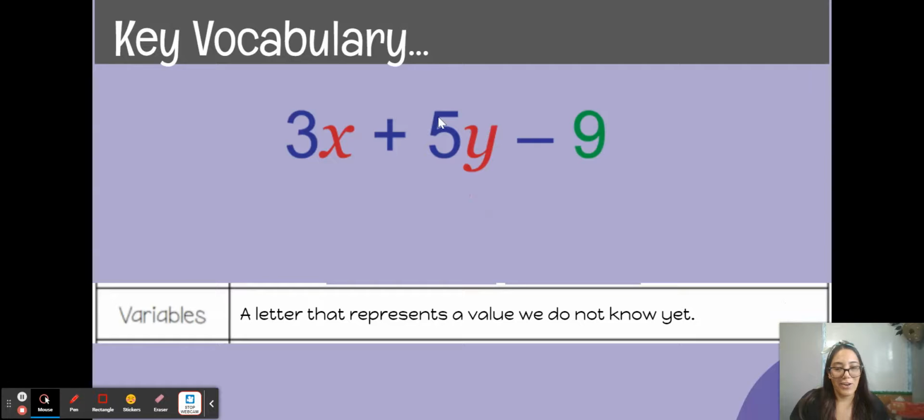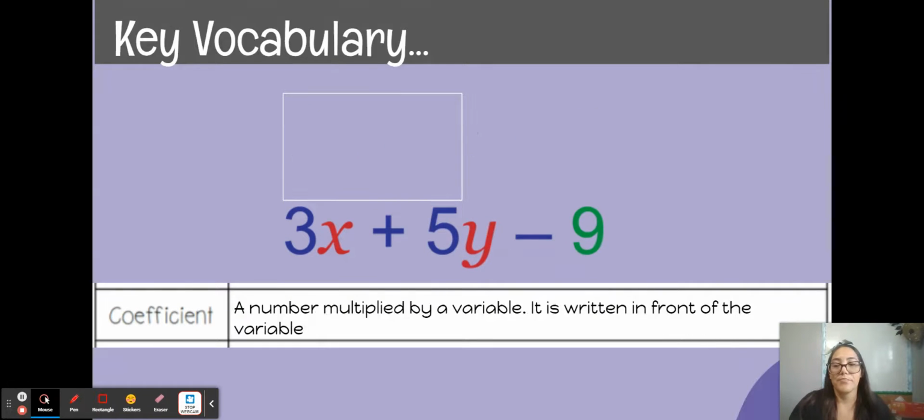Okay, variables are friends. These are letters or symbols that we use to represent a value that we just don't know the value of. Okay, and again, we're not solving today. Coefficient, when you hear me say the word coefficient, this refers to the number in front of the variable.